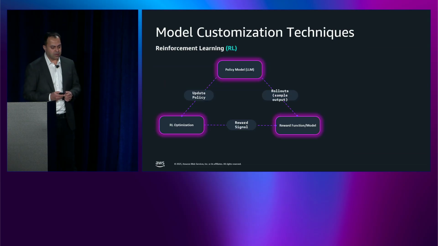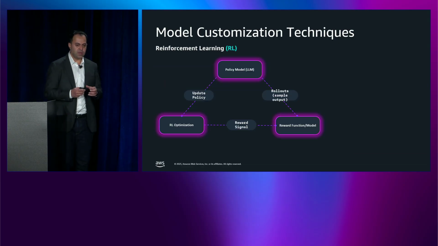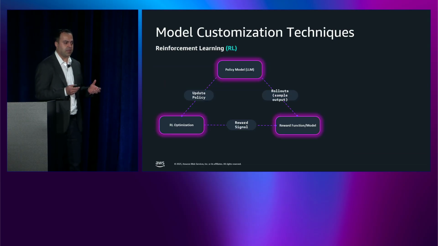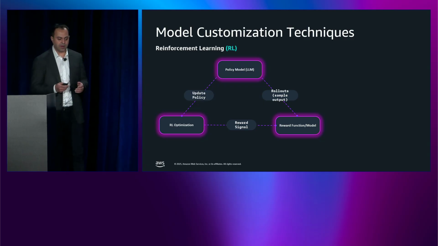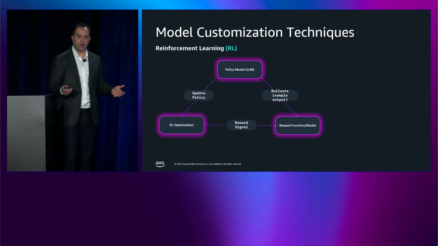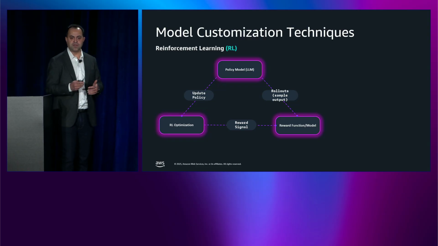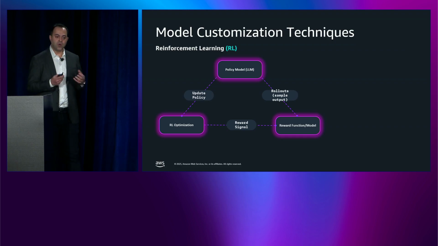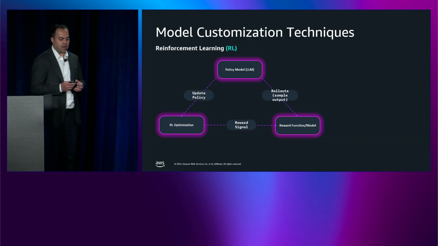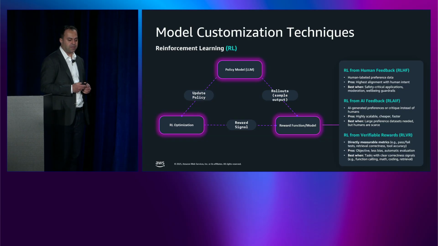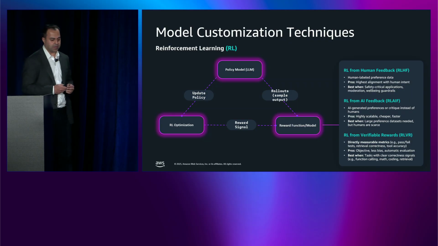Now, the way RL works is there's a policy model in the RL system, which is basically the model that you're fine-tuning. It generates rollouts, which is basically different outputs for a given prompt. Then a component computes rewards using a reward function or a model, and then an optimization algorithm updates the model based on those rewards. And there are a few different variations of this.